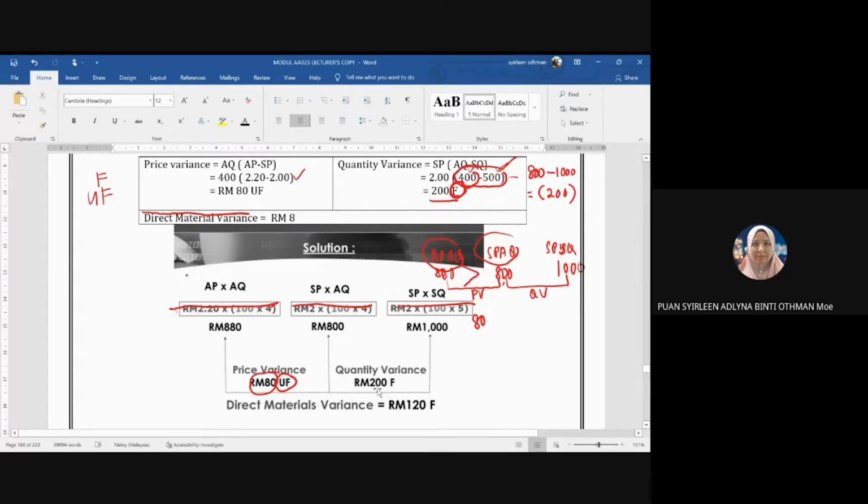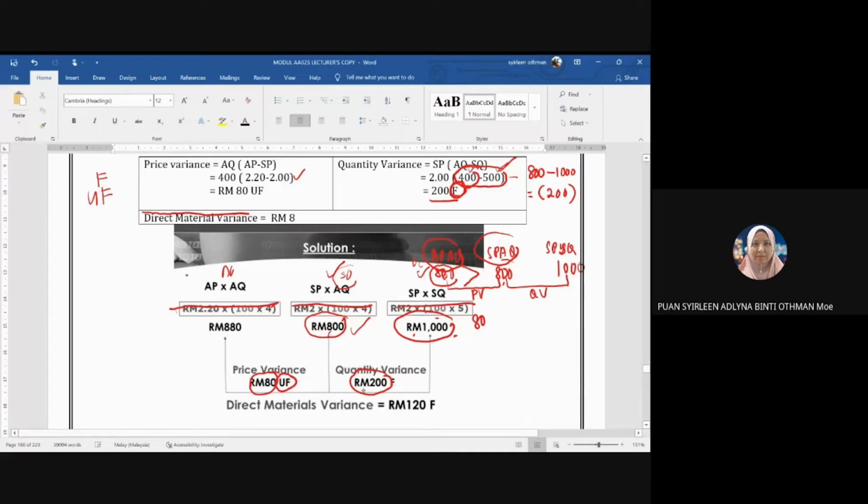Okay, and then untuk SPAQ dengan SPSQ ni, okay, you ada SPAQ tadi 800, okay, your SPSQ ialah 1000. So this is your standard cost, this is your budgeted cost. This is budgeted cost, this is standard cost, this is actual cost. Okay, so your standard cost ialah 800, your budgeted ialah 1000. Okay, so beza dua ni ialah 200. Okay, kita budget 1000 banyak. Tapi kita standard, kita buat 800 je. That means you are okay. Alright, this is banding standard dengan budgeted.